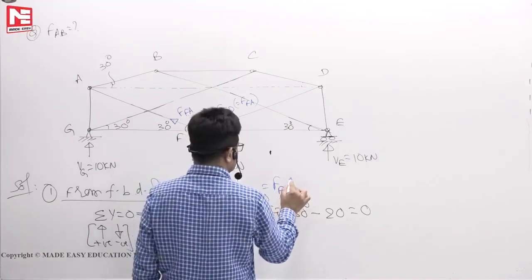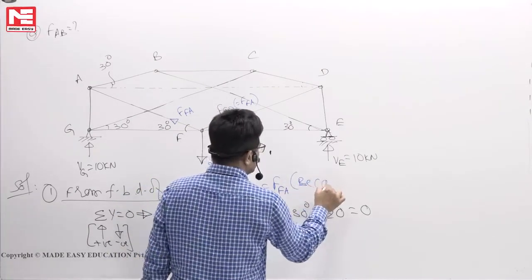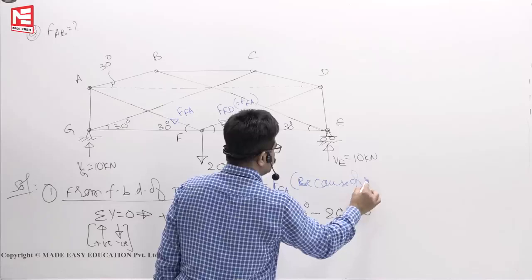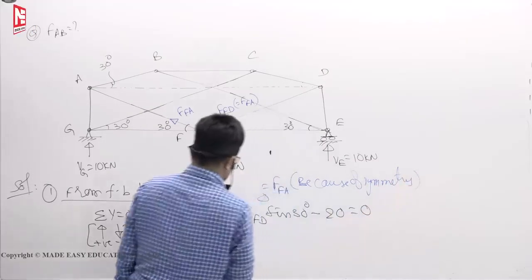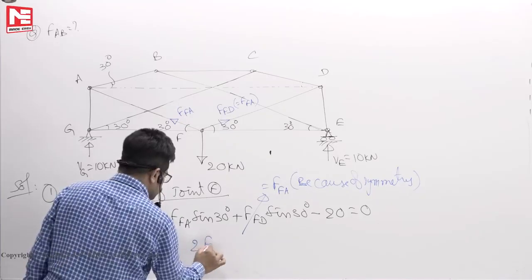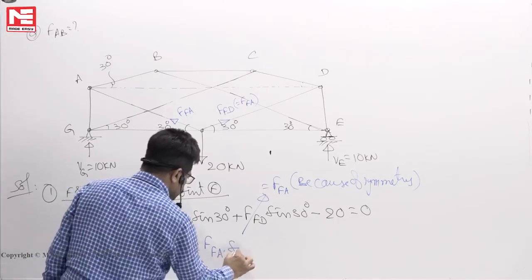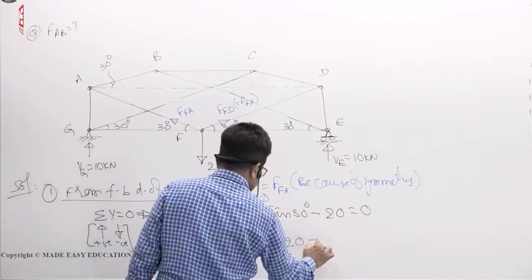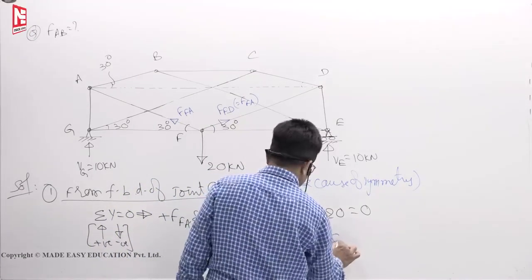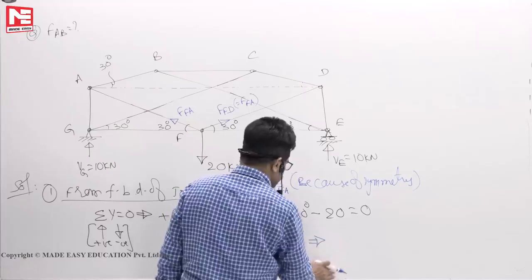Why? Because of symmetry. So, 2 FFA sin 30 must be 20. Sin 30 is half. So, FFA is 20.